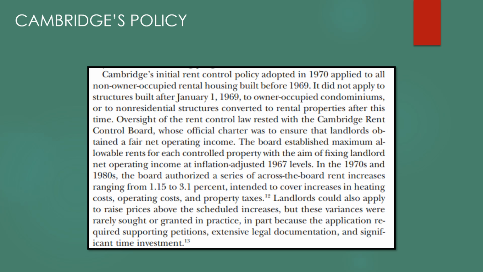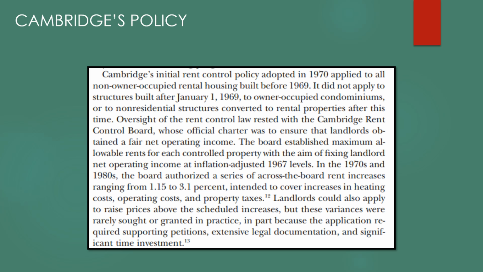Cambridge's initial rent control policy, adopted in 1970, applied to all non-owner occupied rental housing built before the year 1969. So it did not apply to structures built after January 1, 1969, to owner-occupied condominiums, or to non-residential structures converted to rental properties after this time.